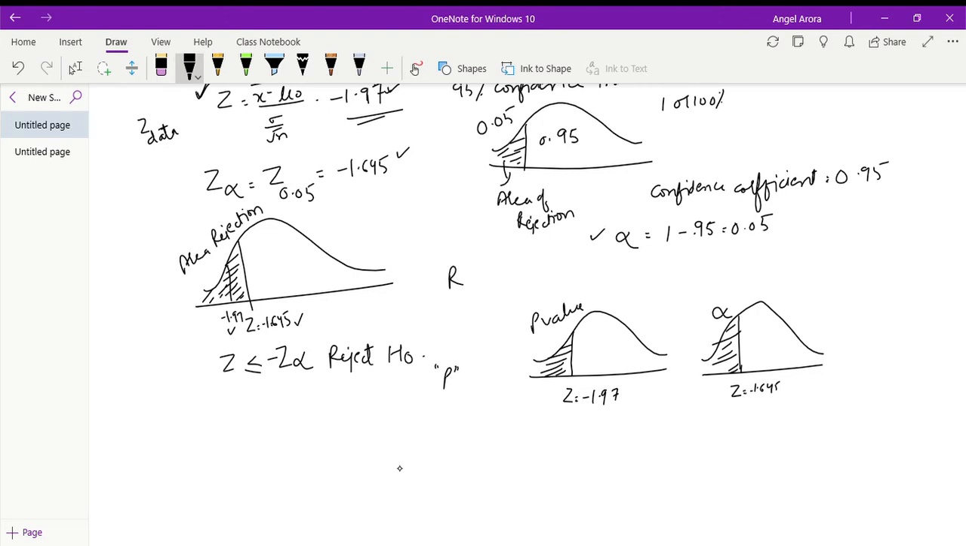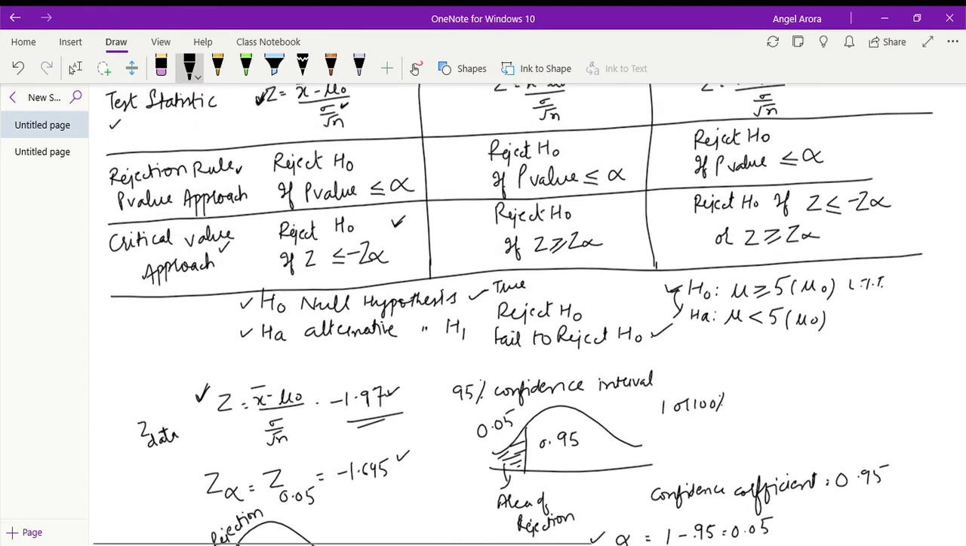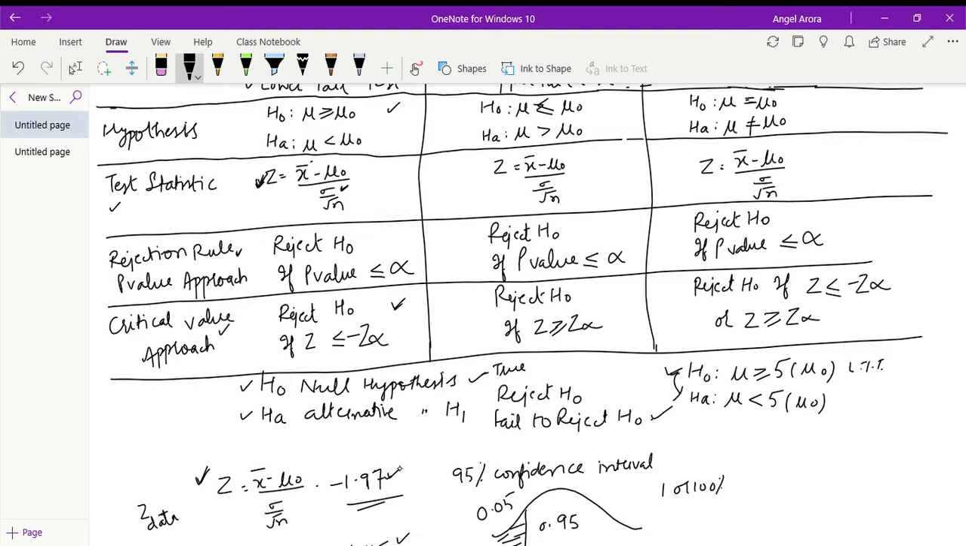Obviously, the alpha area is greater than the p-value area, where z is equal to minus 1.645. From that point the alpha area is defined, and we can clearly see that the p-value area is less than alpha. So we will reject the null hypothesis. So that is our p-value approach rejection rule: if the p-value is less than or equal to alpha, we have to reject the null hypothesis.